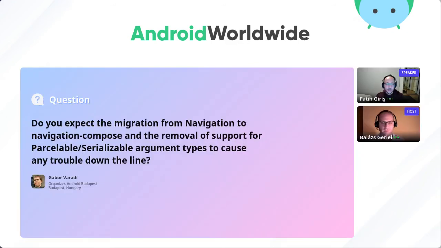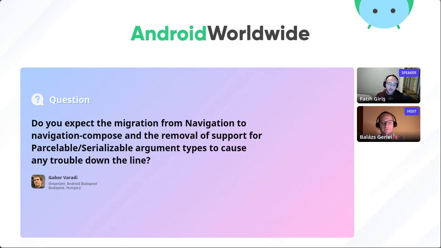So it's from my co-organizer, actually, Gabor. His question is, do you expect the migration from navigation to navigation compose and the removal of support for parcelable/serializable argument types to cause any trouble down the line?